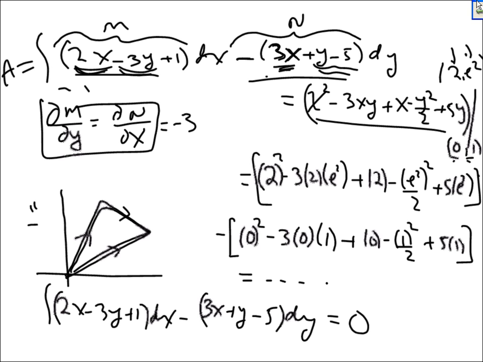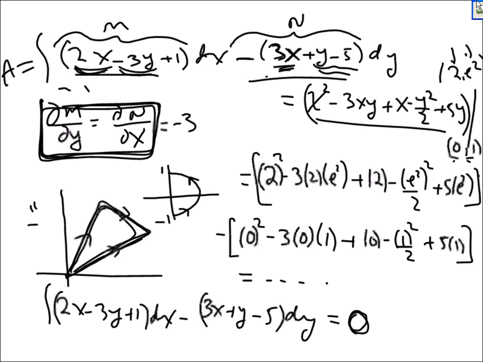So you didn't have to do anything else once you realize that these two are equal and it's a closed path. If you were given this path from -1 to 1, for example, you would say the integral is 0, once you realize this was true. If it's conservative and you have a closed path, then the integral is always 0.